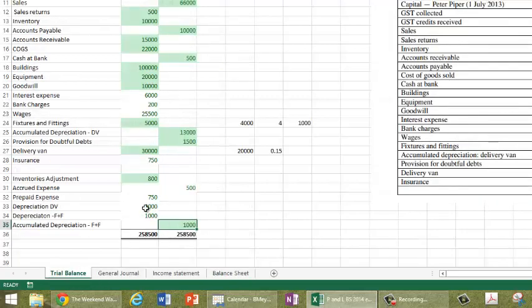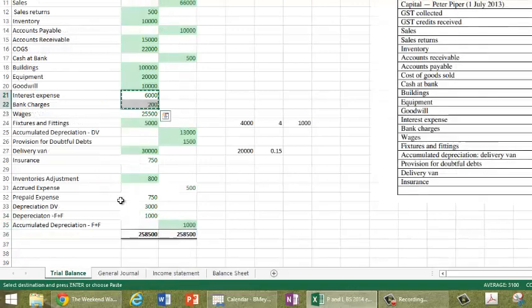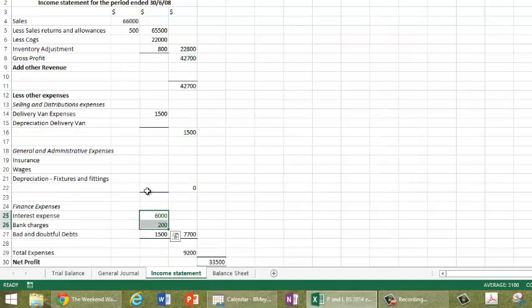You can see that I've gone about a bit here. I'm going to go back to on track. Interest expense and bank charges. They're two financial expenses that go on the income statement. There they are there. So tick those off. Wages, that is a general admin expense that goes in here. Don't forget my adjustment. There it is.